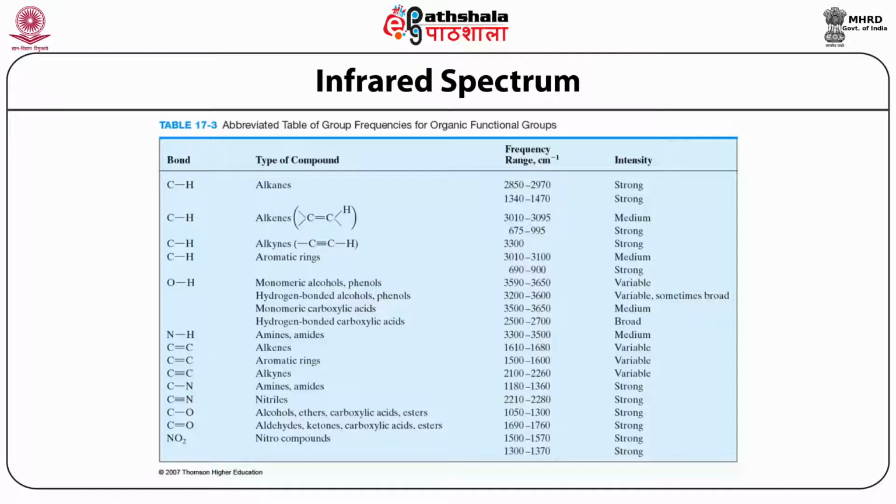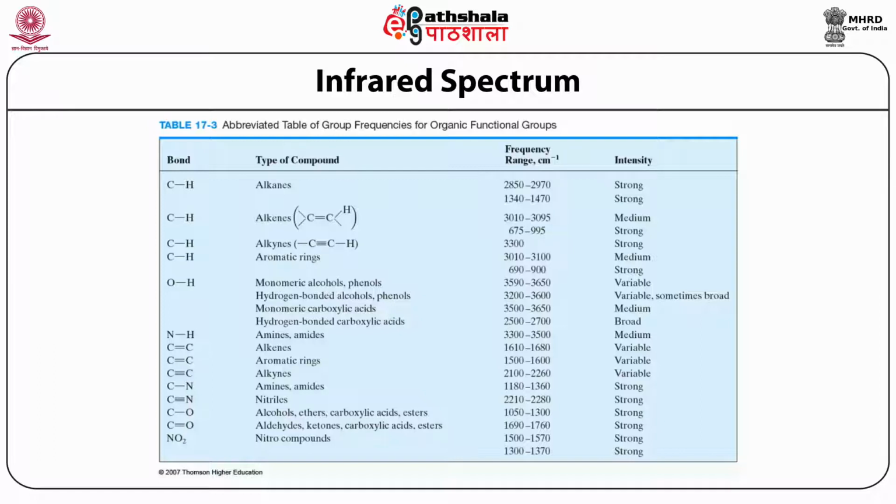For example, you can see the CH single bond of the alkane gives a very strong absorption intensity in the range of 2850 to 2970 and 1340 to 1470. However, CH in the alkene, conjugated with the double bond, gives you a medium intensity at 3010 to 3095 and a strong intensity at 675 to 995.